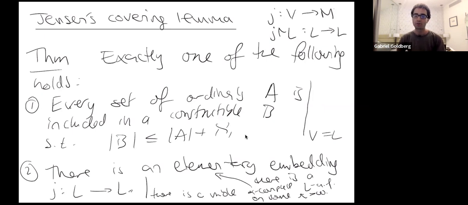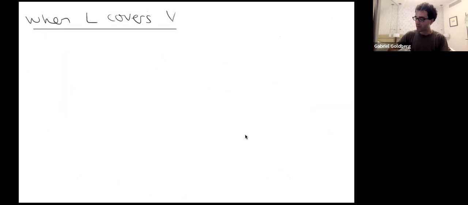What an L ultrafilter is, it's just an ultrafilter that measures all the sets in L. It doesn't necessarily measure every subset of kappa, just the constructible ones. So 2 is sort of like saying there's a measurable cardinal relative to L. Okay, I want to talk about the 2 sides of this dichotomy.